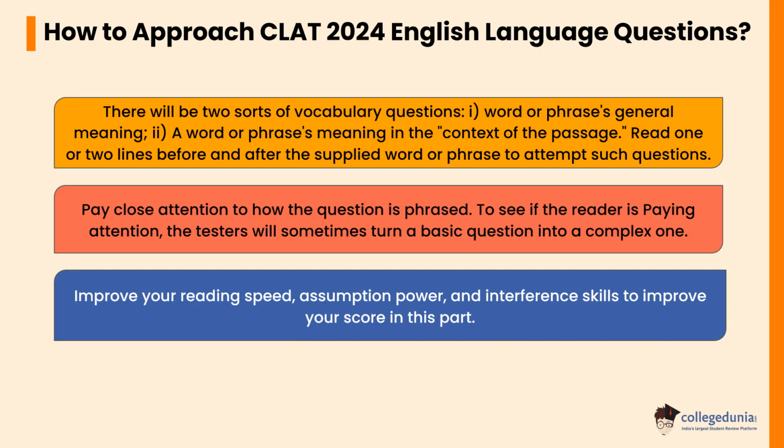There will be two sorts of vocabulary questions. First is a word or phrase's general meaning. Second is a word or phrase's meaning in the context of the passage. Read one or two lines before and after the supplied word or phrase to attempt such questions. Pay close attention to how the question is phrased. To see if the reader is paying attention, the testers will sometimes turn a basic question into a complex one. Improve your reading speed, assumption power, and inference skills to improve your score in this part.